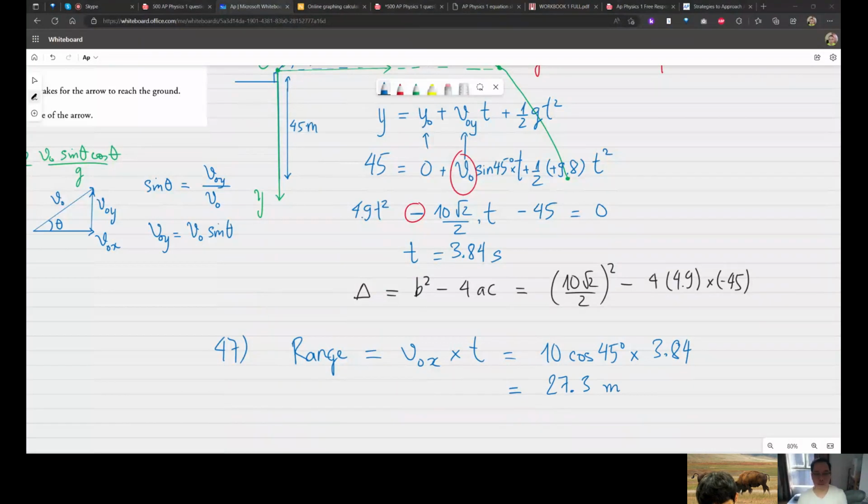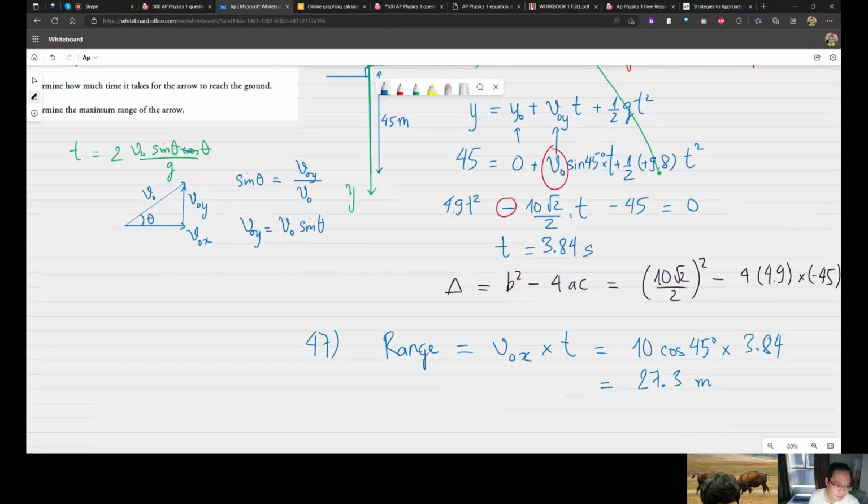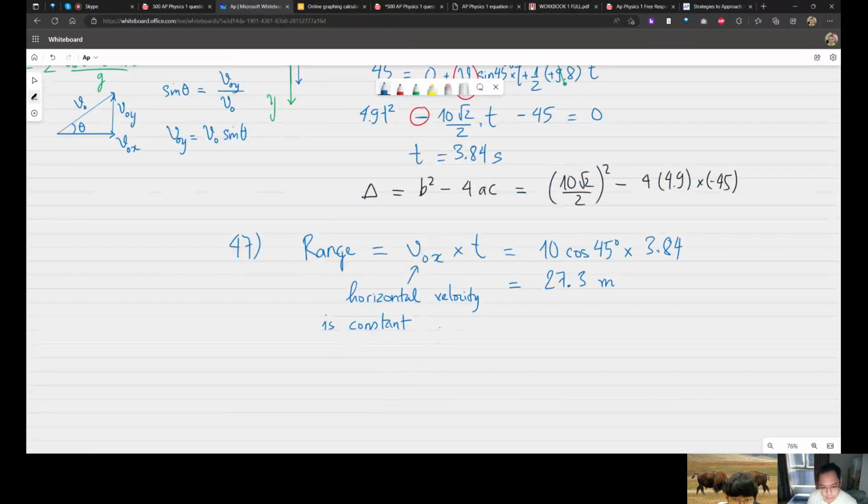Oh, but why is the range the initial velocity times time times cosine 45 here, this trigonometry? Yes. This horizontal velocity is constant. Horizontal velocity is constant because there is no horizontal force, we ignore the air resistance, okay? It's constant. No horizontal force, and therefore no horizontal acceleration. Okay, so the motion in the horizontal direction is constant.